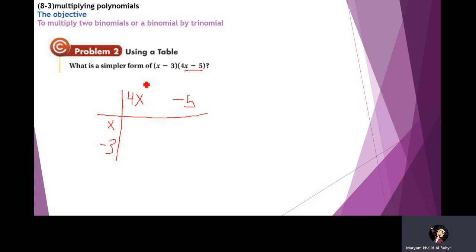What am I going to do? You know how to multiply in the multiplication table. This one times this one, I will write a dot for multiplication. So that will be 4x to the power 2. Negative 3 times 4x, negative 12x. Then here is the same thing. Negative 5 times x, negative 5x.